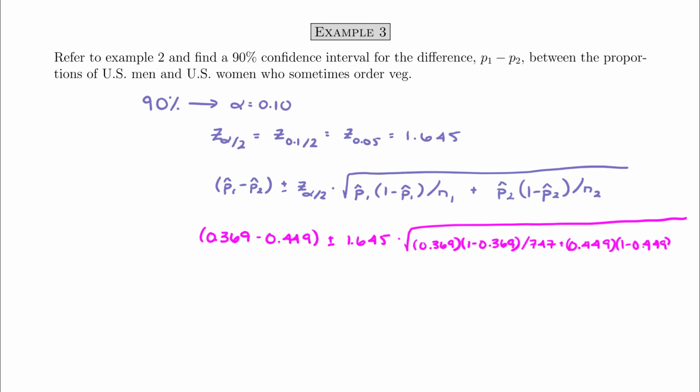I'm running out of room. 434. When we type this all in, we do these values with the plus, then we do the same values with the minus. What we're going to end up with is negative 0.080 plus or minus 0.049, or we can write it out with the two distinct values as negative 0.129 to negative 0.031. So there is our confidence interval for the two populations.